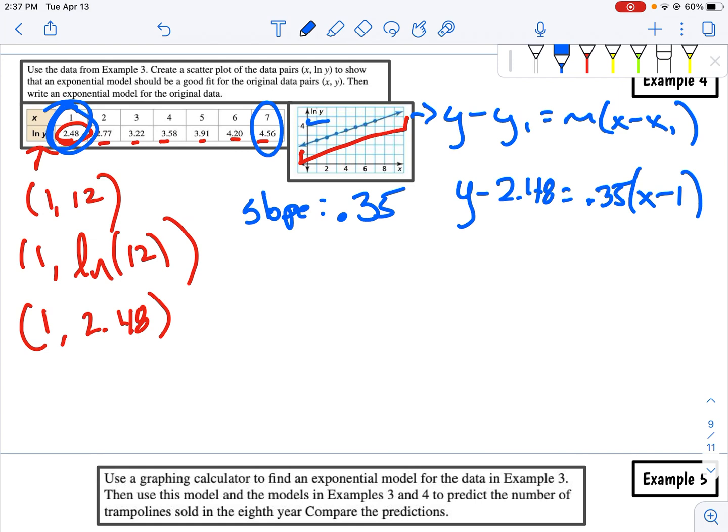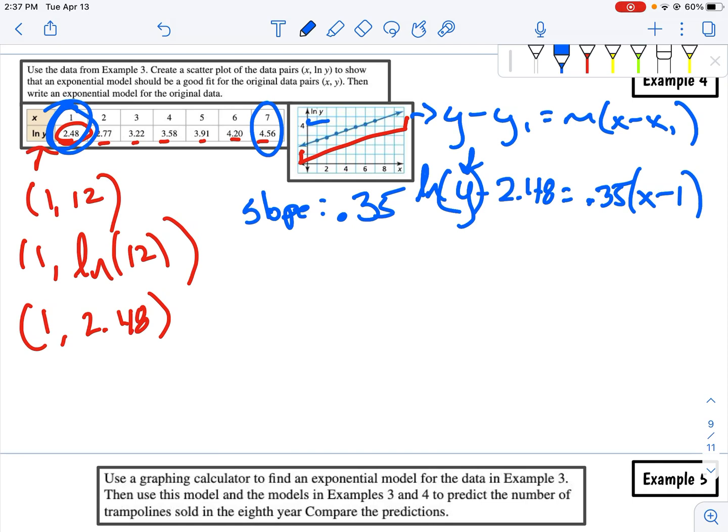Now, one thing that we have to pay attention to, like it says right here, is we ln'd each of the y values. So when we are writing this initial equation, we cannot just leave this as y. Each y value is ln'd. We take the natural log of it. So when writing this equation, we have to put ln around our y.